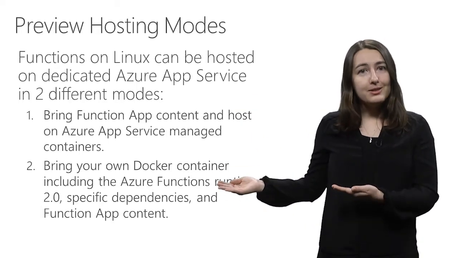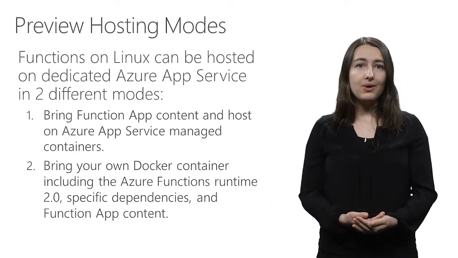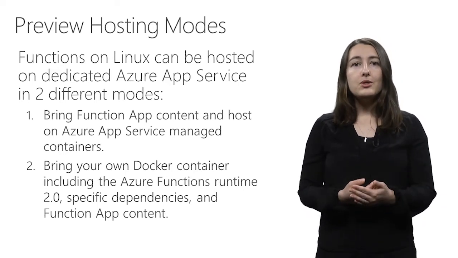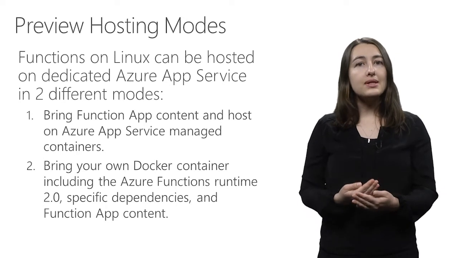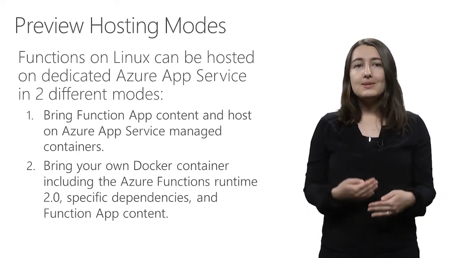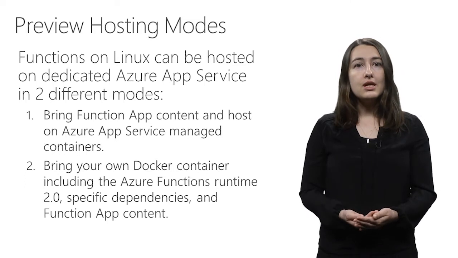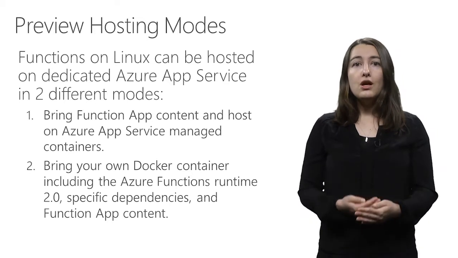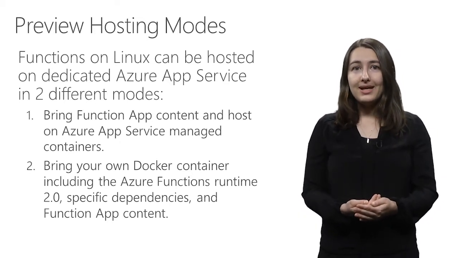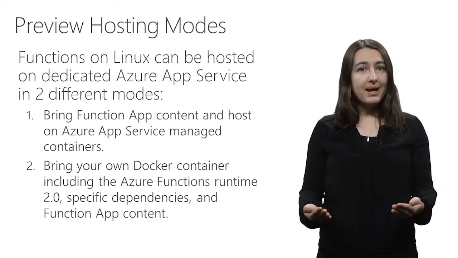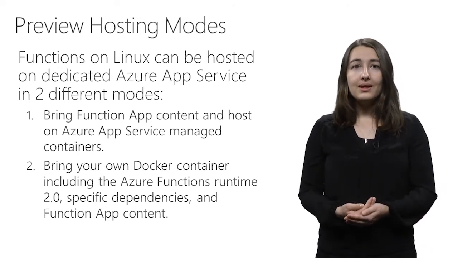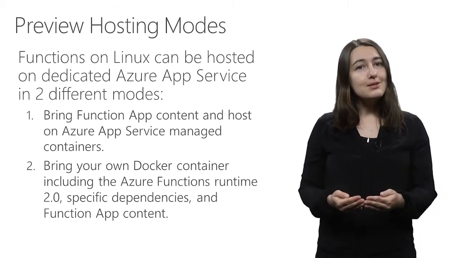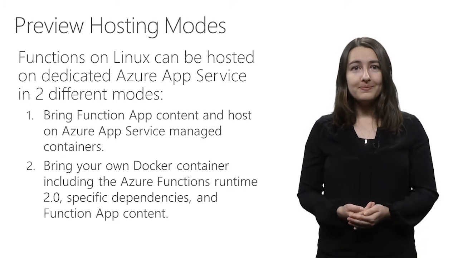With the Azure Functions on Linux preview, we have two hosting modes available on App Service. Both of them are dedicated at this time. For the first hosting mode, you bring your function app content and you host on App Service managed containers. This means no additional concepts beyond Azure Functions and no Docker container knowledge would be required. For the second hosting mode, you bring your own Docker container, including the Azure Functions Runtime 2.0, specific dependencies, and your function app content. This hosting mode brings you the most flexibility. To illustrate, we will look at small demos for each of these hosting modes.